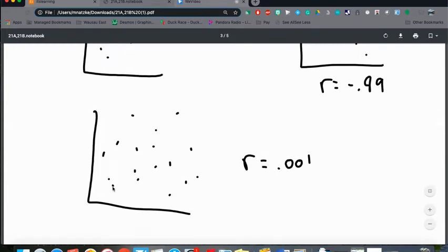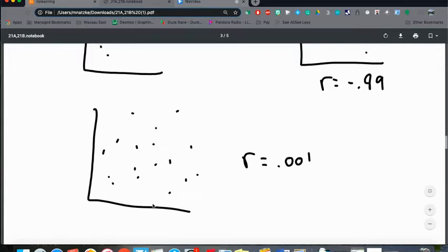This one, they're all spread out. You can't really tell if we're going up, we're going down, or what's happening. So that R value would be really close to 0, maybe 0.001. So there's really no linear pattern there.